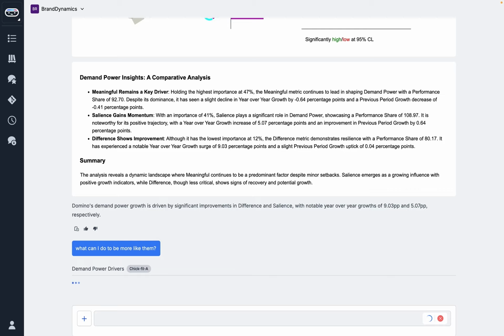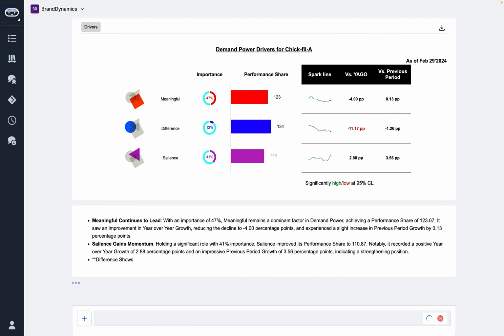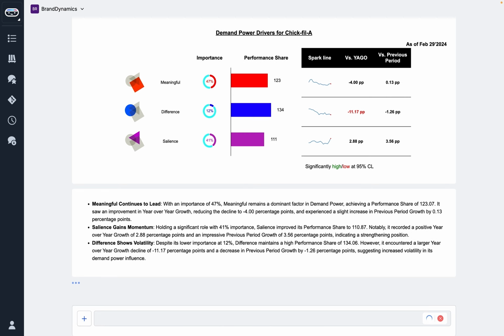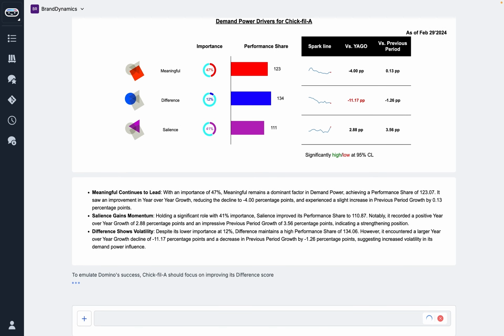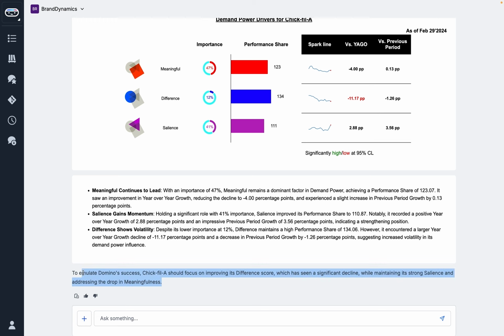And so in this case, when I ask the question, I get the drivers of my own brand power, and Max has done this in order to get a comparison between me and Domino's. And now the answer comes back to me: to emulate Domino's success, Chick-fil-A should focus on improving difference score, which has a significant decline, while maintaining strong salience and addressing the drop in meaningfulness.